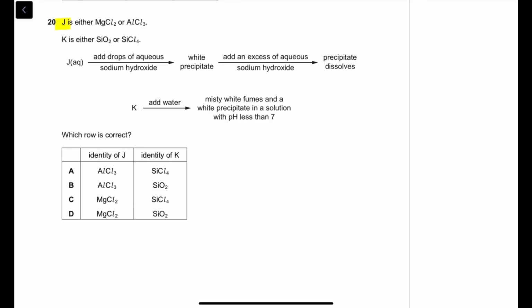Question number 20. J is either MgCl2 or AlCl3. K is either SiO2 or SiCl4. Which row is correct? So they just want us to find the identities of J and K. So let's take a look at J. First, they added drops of aqueous sodium hydroxide, and we get a white precipitate as we would expect with both. But then it's added in excess and the precipitate dissolves. From this, we can be certain that this is AlCl3 because MgCl2 is insoluble in excess and it would just remain a white precipitate. So we can already eliminate C and D.